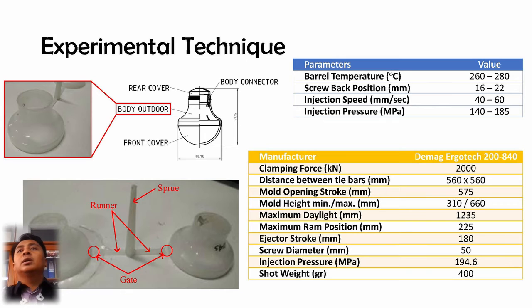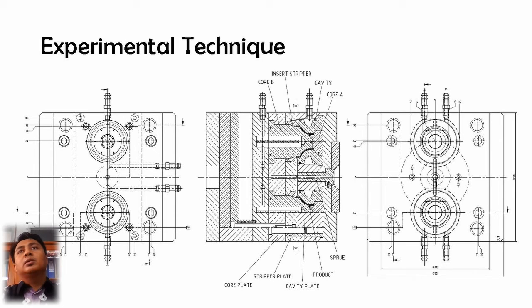And after those parameters are defined, we have to define which injection molding technique can be used. In this case, I use the two-plate mold for producing the plastic parts product that can be used in the Demag Ergotech 284 machine.